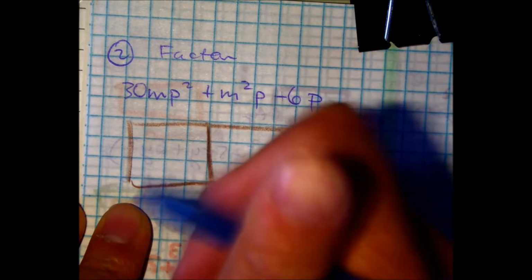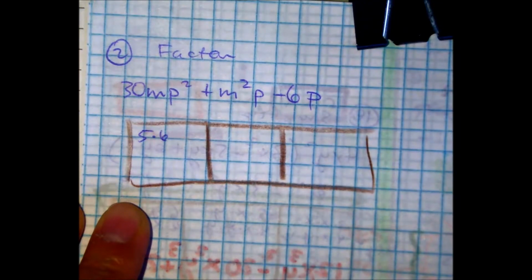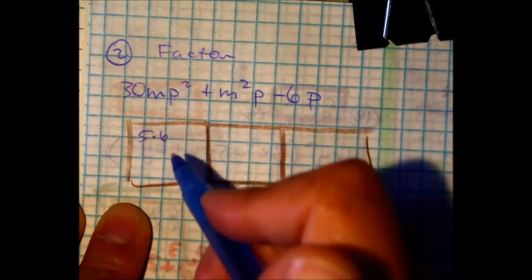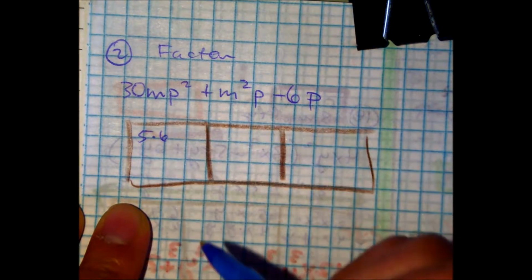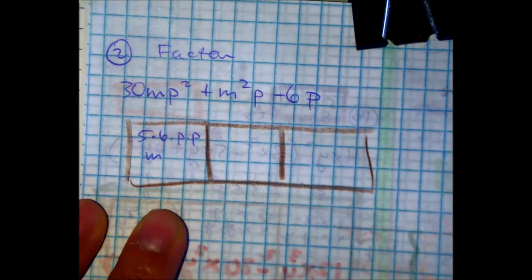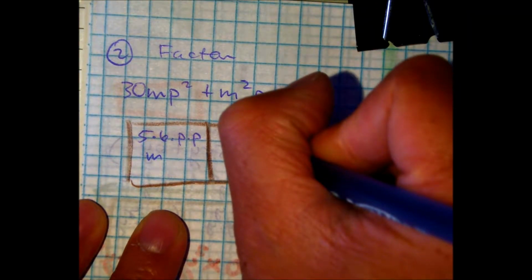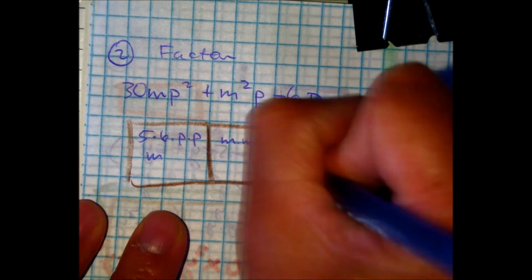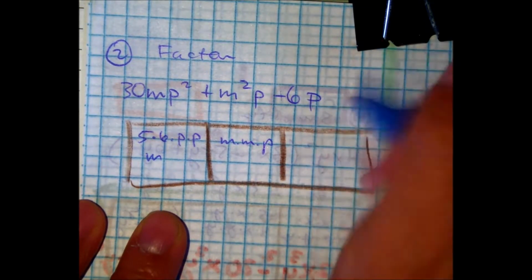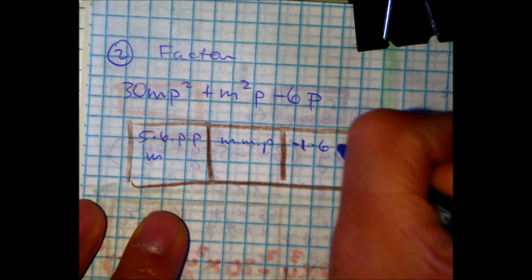What are two numbers that multiply to be 30? 5 and 6. How about p squared? P times p, and don't forget that m. How about m squared p? M times p, and negative 6p, I can just write negative 1 times 6 times p.